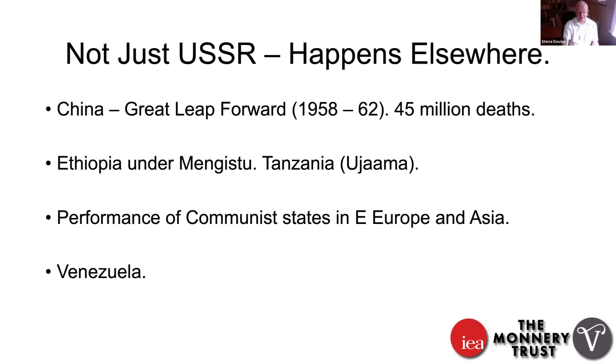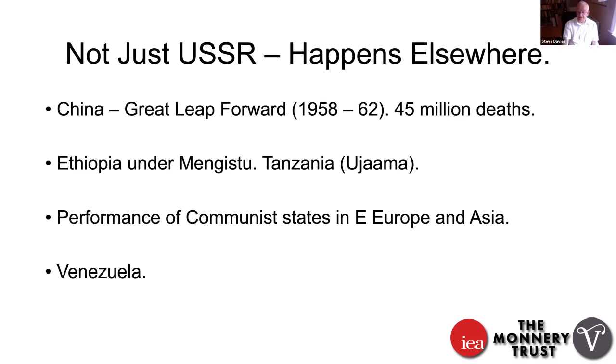Now, it's worth saying this kind of story is not only found in the USSR. This is the standard story of revolutionary socialism. In China, you have the Great Leap Forward between 1958 and 1962, which leads to 45 million deaths in the greatest famine in the whole of human history. Ethiopia, under Mengistu, again experiences a catastrophic collapse in agricultural output and a terrible famine.